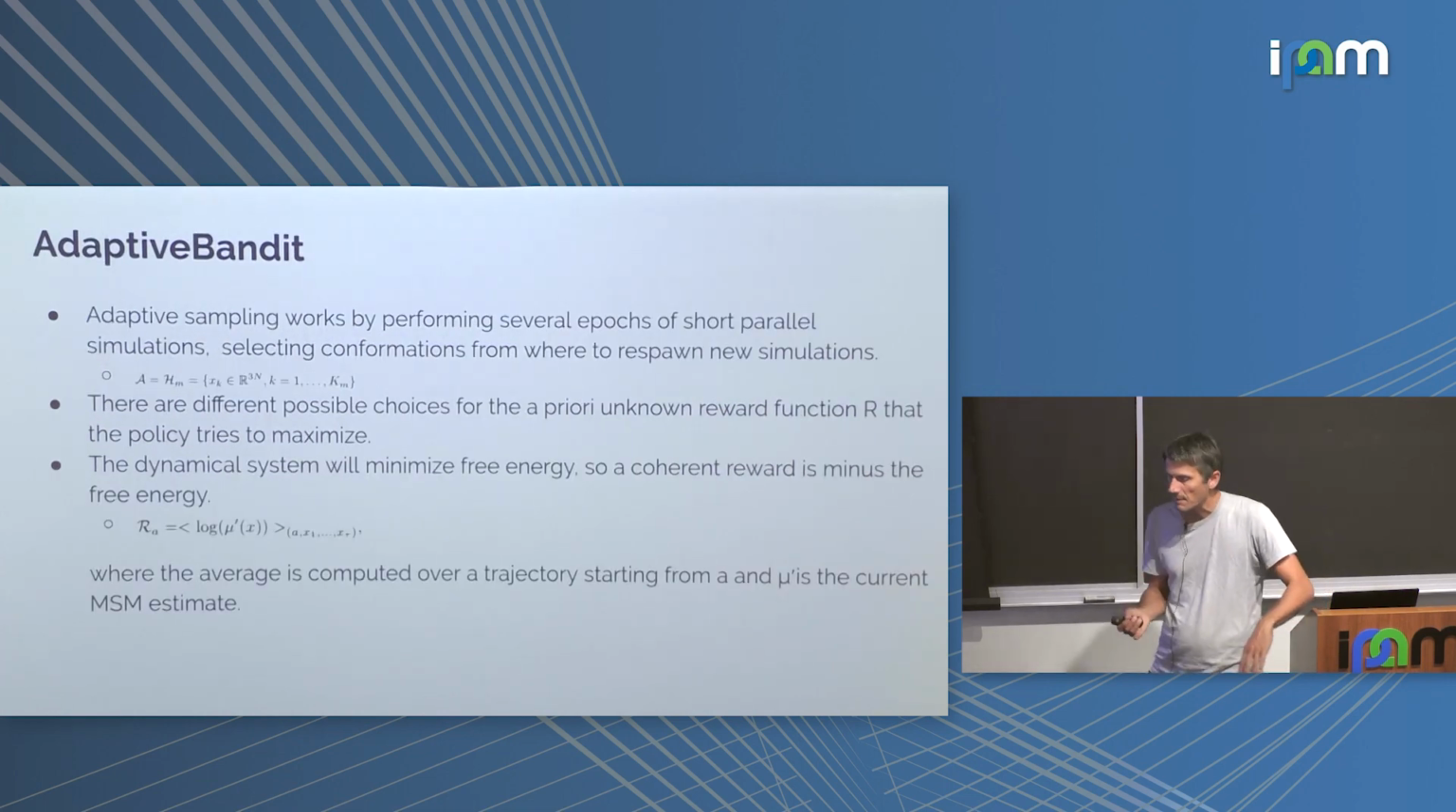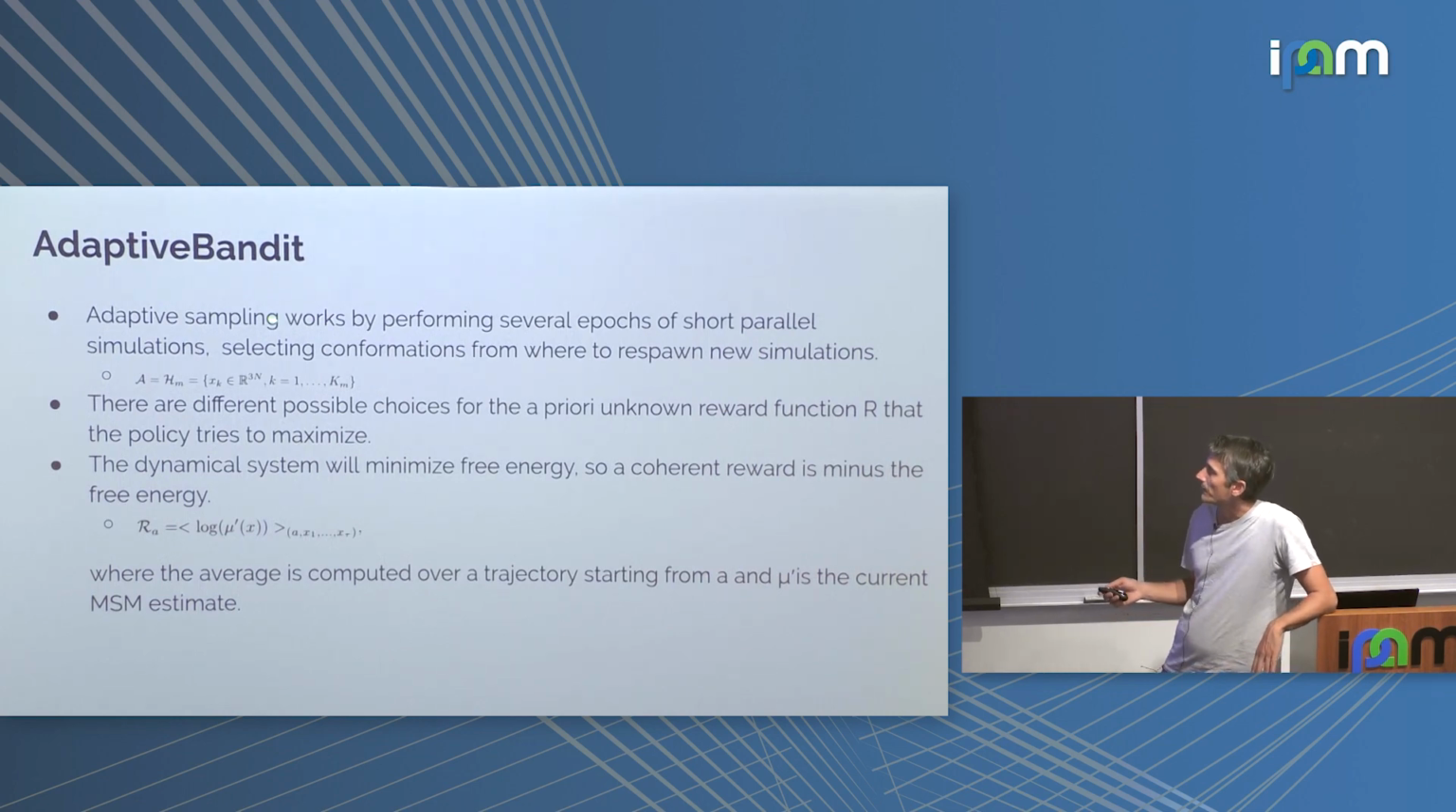So in the case of adaptive sampling, what are these elements? Adaptive sampling works by performing several epochs of short parallel simulations, selecting information on what to explore in new simulations. So the action set is kind of the history of all the conformations that I saved for the data that I have at that current time. Every conformation that I run and I save, I can restart from those. And the reward function can be anything.